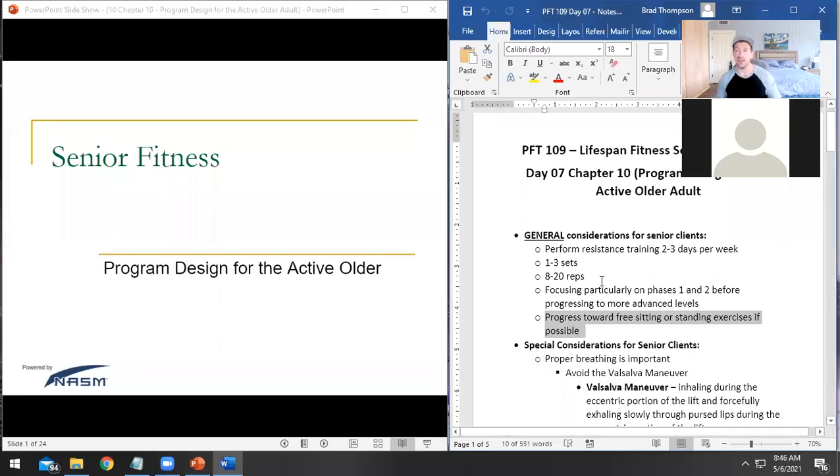All right, guys. So today we are looking into the program design chapter. This is going to be kind of a fun one because we are going over all of the individual phases. We did some level stuff until now. Like there's been a few times where I've mentioned some acute variables like sets and reps and stuff like that.